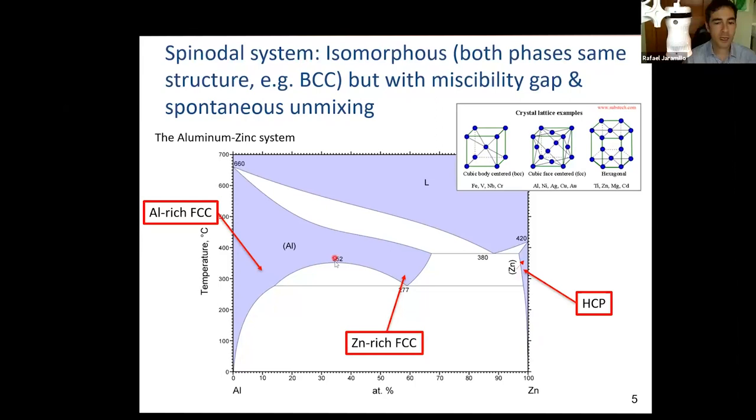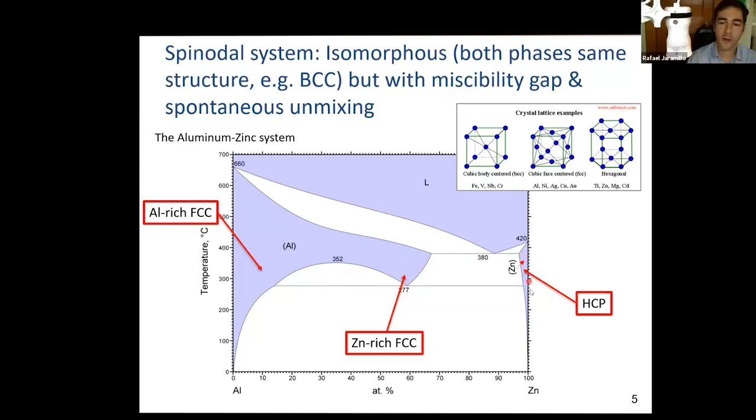Below 352 degrees C, this solution will spontaneously unmix into a zinc-rich FCC and an aluminum-rich FCC. So this little dome here is a spinodal system. There's more going on here, of course. There's more to read. We see that zinc over here is hexagonal close packed. You can dissolve a little bit of aluminum in HCP zinc, but not too much before it phase segregates.